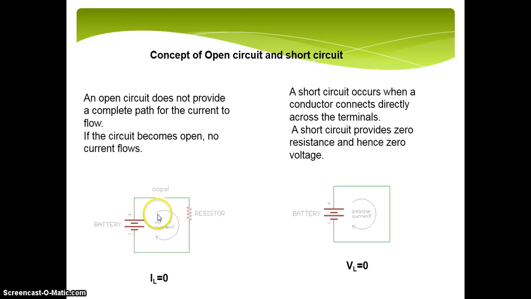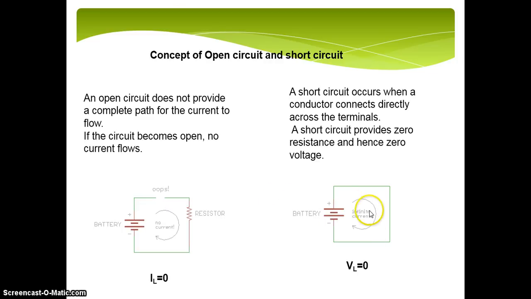So remember, through an open circuit current will be equal to 0. If current is easily flowing, it means your resistance is very low. If it is an open circuit, there is no current. So what will be the resistance between these two points? It will be very high, or I can say infinite, so that no current will flow through it.